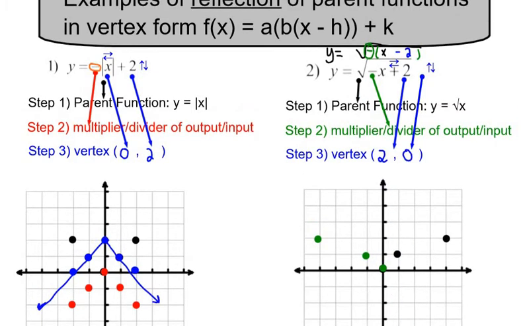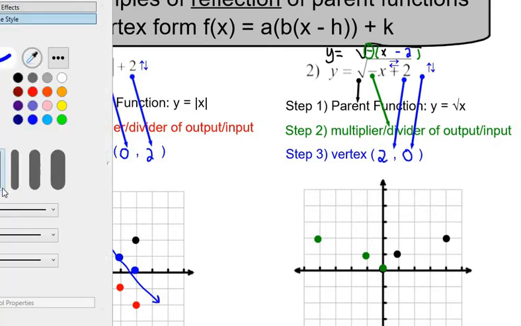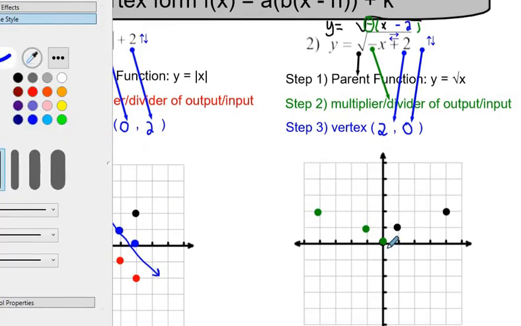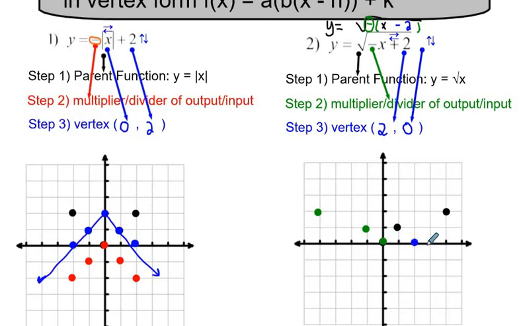All right, so then the last thing to do is to move that vertex. So my vertex is going to be moved to 2, 0. So 2, 0 is here. I'm then going to do the same thing I did in these green dots. So 1, 1, and then 4, 1, 2, 3, 4, 2. And so that would be my final graph.